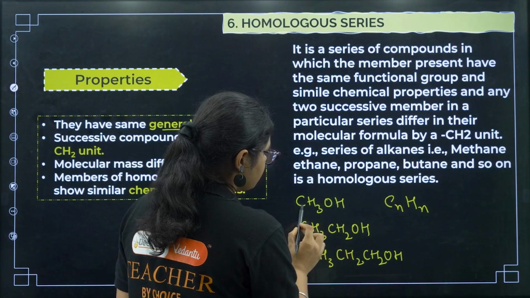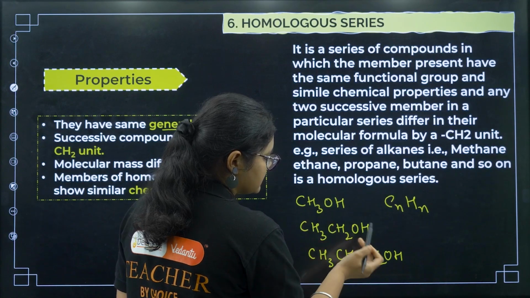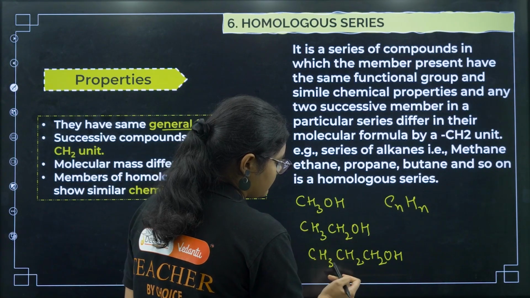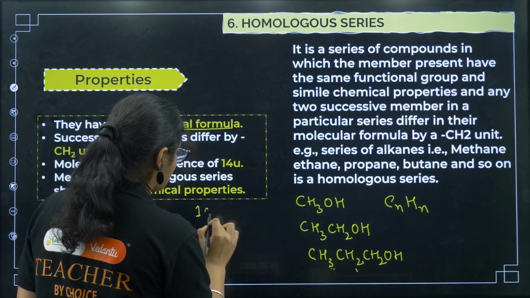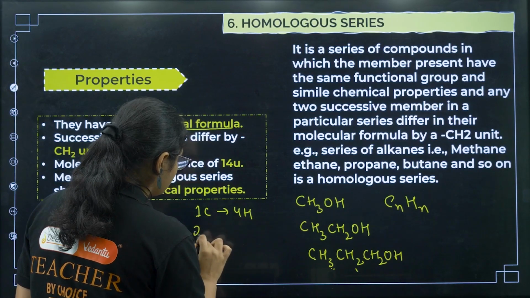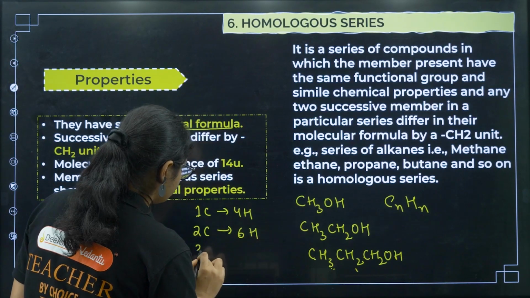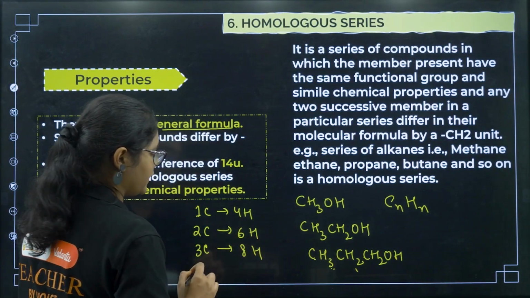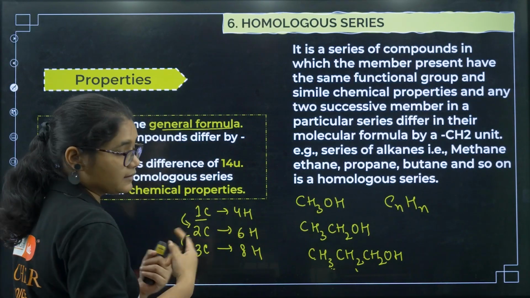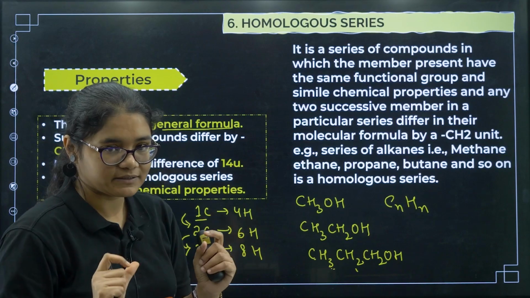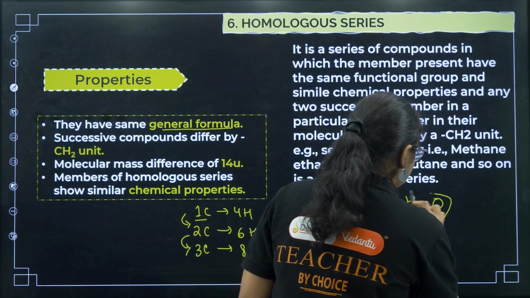If you can see, if 1 carbon is there, then 4 hydrogens are there. If 2 carbons are there, then we have 6 hydrogens. If we have 3 carbons, then we have 8 hydrogens, right? So what is the relation? For 1 carbon you have 4 hydrogens, for 2 carbons 6 hydrogens, for 3 carbons 8 hydrogens. That means if you increase the carbon by 1, the hydrogen increases by 2. That is the CH2 group. So I can write CnHnO, right?